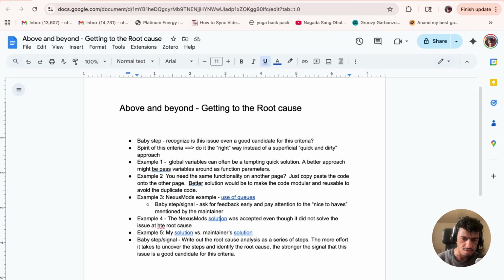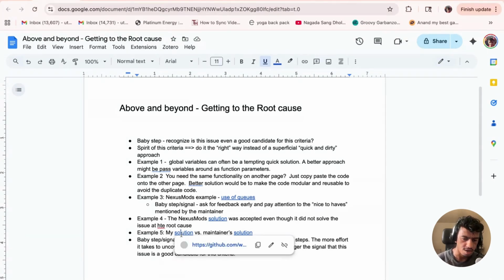The other signal you can notice is if you're doing a root cause analysis and it's taking a lot of effort to write out the steps and to get to the root cause, that's another sign that this issue is probably a good candidate for this criteria. I'm going to show you one final example from my personal experience where I did not solve the issue at the root cause, but unlike the Nexus Mods one, the maintainer called me out on it and rejected my solution because it did not get to the root cause.